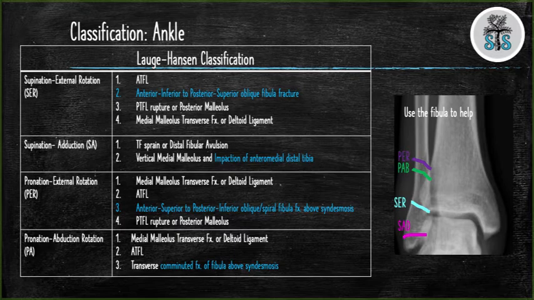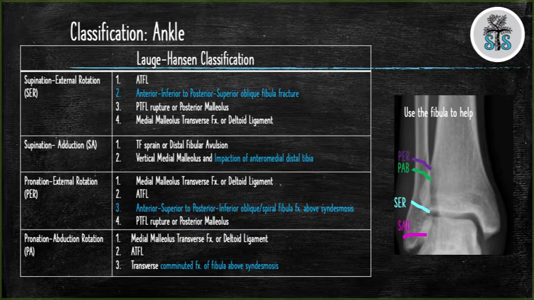Using the Weber classification, there is only one Lauge-Hansen ankle fracture located in Zone A. This is the supination adduction ankle fracture, which involves the distal fibula below the level of the syndesmosis. There is one subtype to the Lauge-Hansen classification where the fibula fracture is located in Zone B. Supination external rotations have a distal fibula fracture at the level of the syndesmosis oriented anterior inferior to posterior superior.